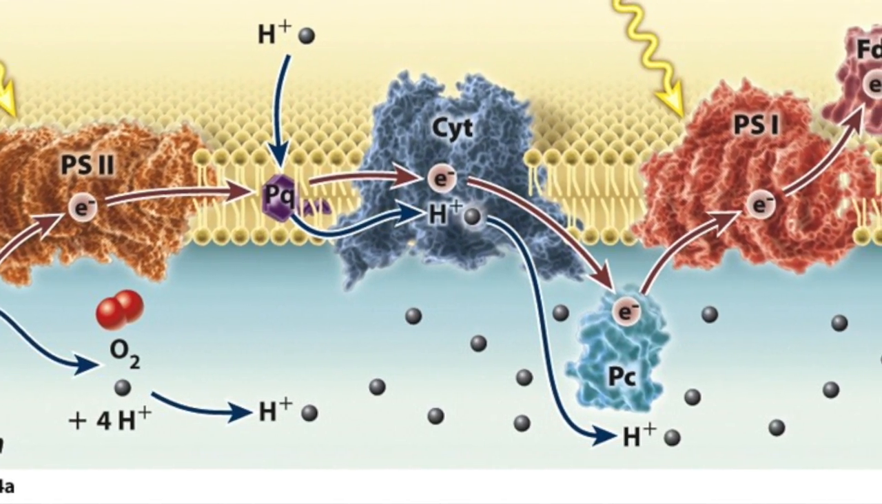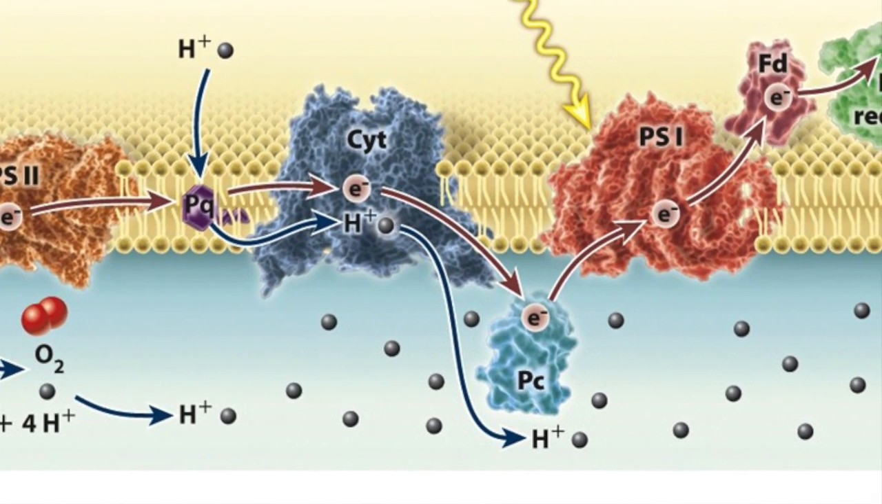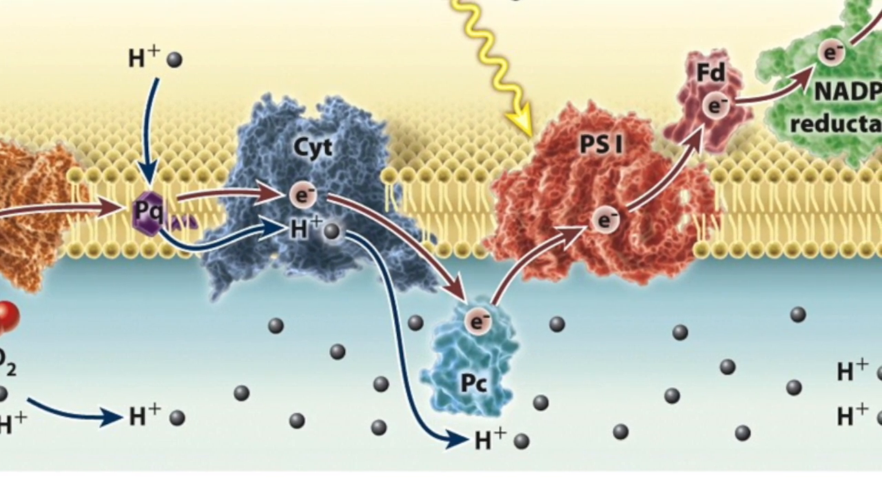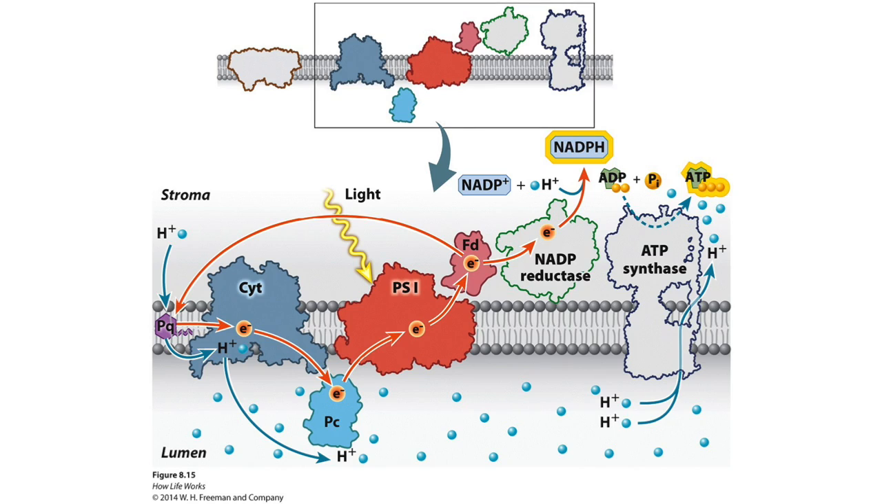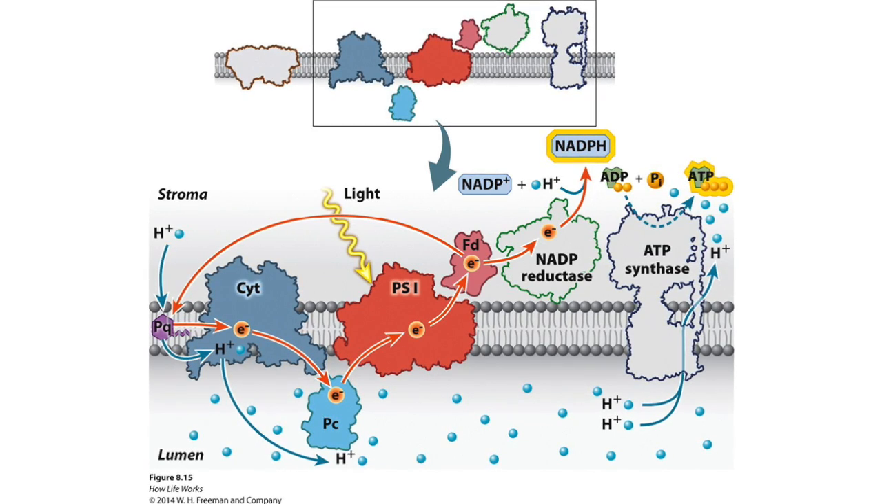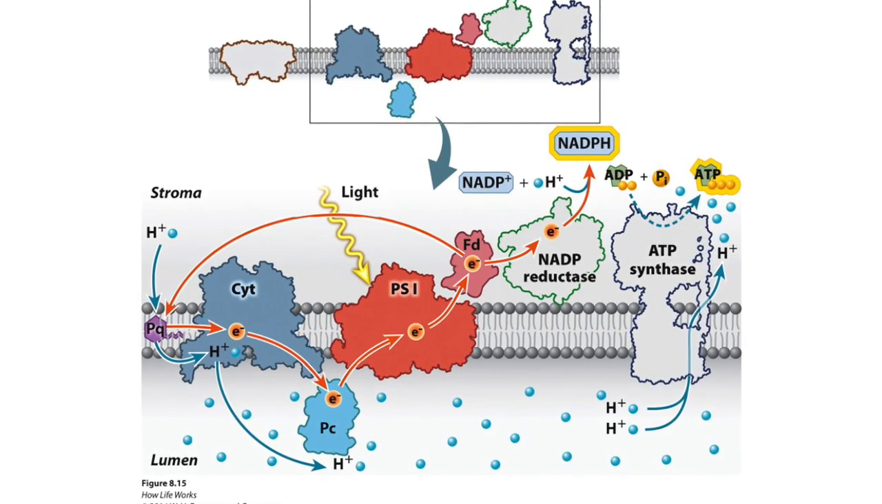Plastoquinone carries the electrons from photosystem 2 to the cytochrome b6f complex, and plastocyanin carries the electrons from the cytochrome b6f complex to photosystem 1. Because the level of light intensity changes throughout the day, the photosystems have to work in a cyclical manner. When the levels of light are low, light is evenly shared between the 2 photosystems.